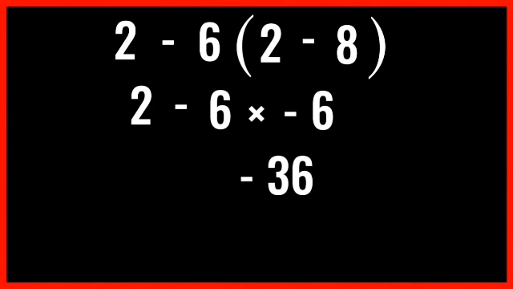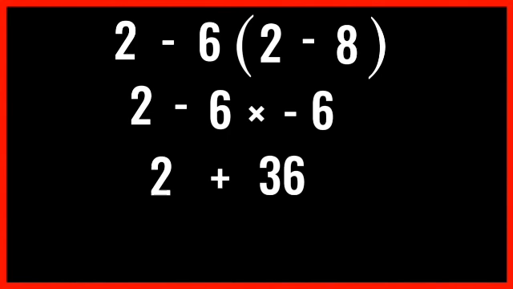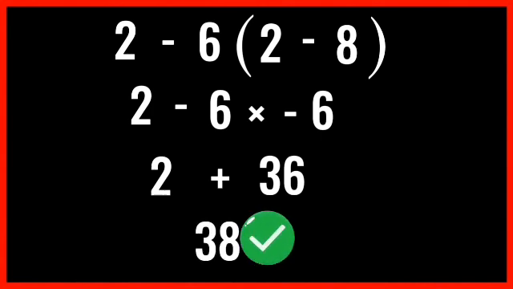Now we update the expression again. It becomes 2 minus -36. This part can look confusing, but it's actually simple once you understand the rule. Subtracting a negative number is the same as adding a positive number. So instead of thinking of it as 2 minus -36, you can rewrite it as 2 plus 36. Now the math becomes much easier. When you add 2 and 36 together, you get 38. That is the correct final answer.